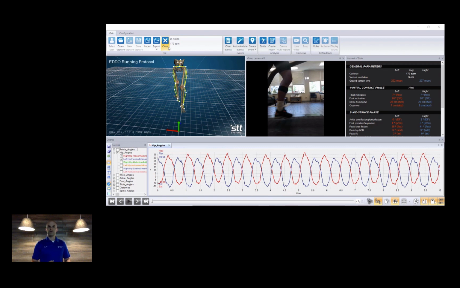But definitely something that we can address with some exercises and some drills to make sure we have a comprehensive plan.